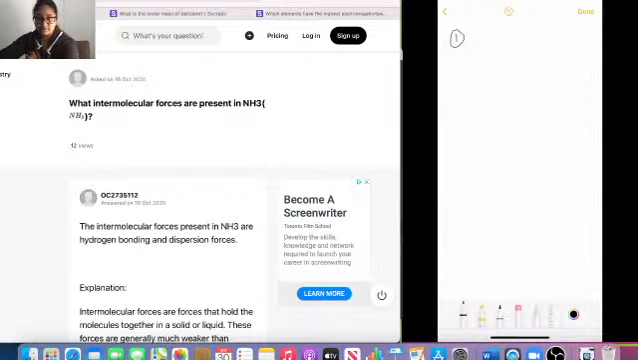Okay, so our first question here says, what intramolecular forces are present in NH3, which is ammonia? Right, so let's first write NH3, and so this is ammonia.